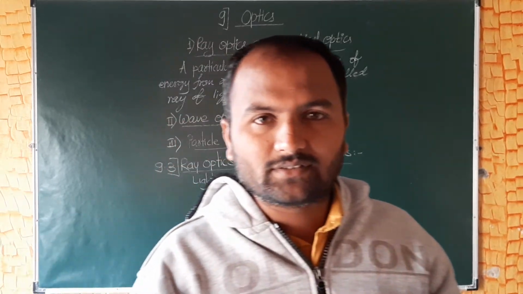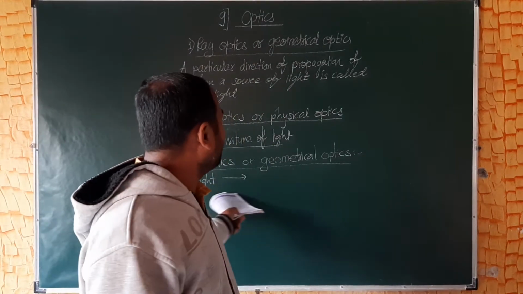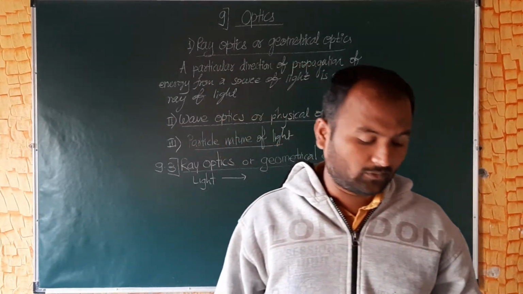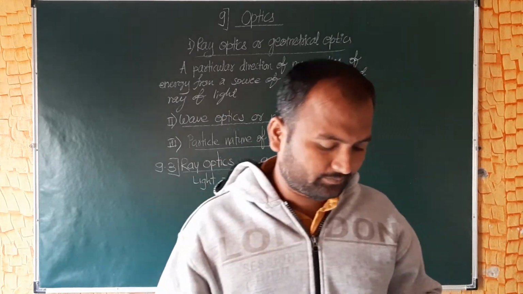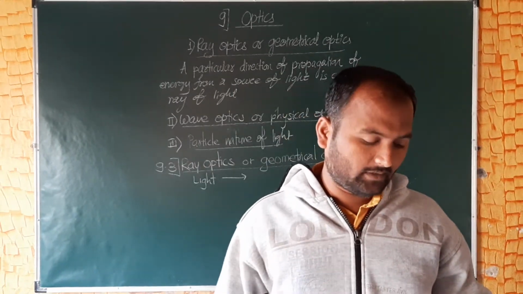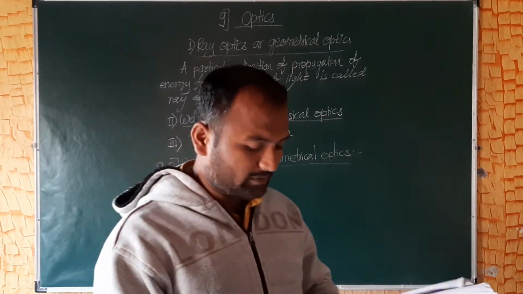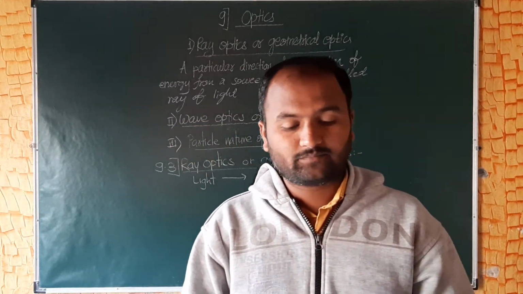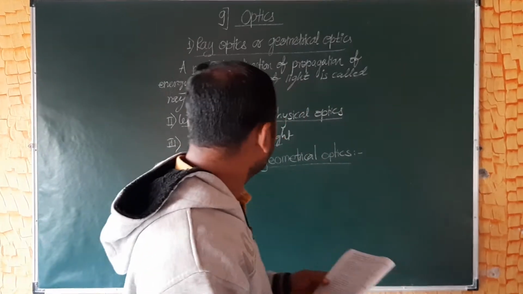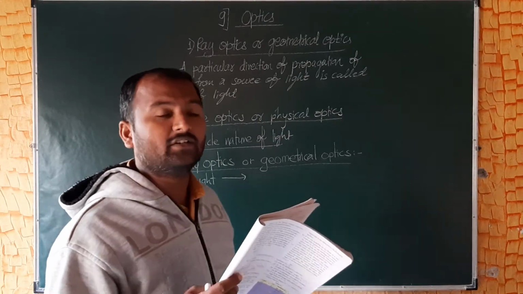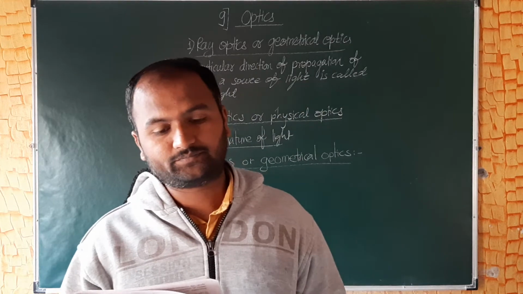Homogeneous means the properties of the medium are the same everywhere in the medium. And next, isotropic means the properties are the same in all directions. Second, two or more rays can intersect at a point without affecting their paths beyond that point.